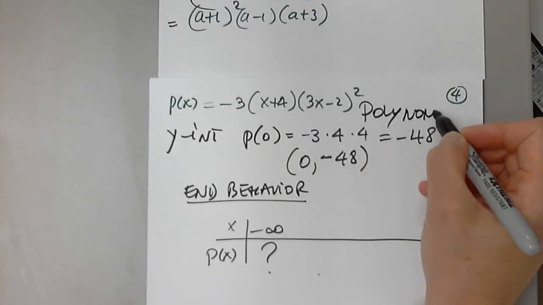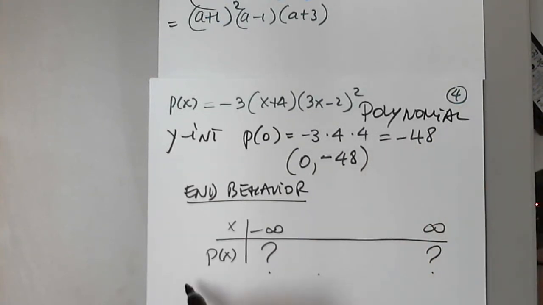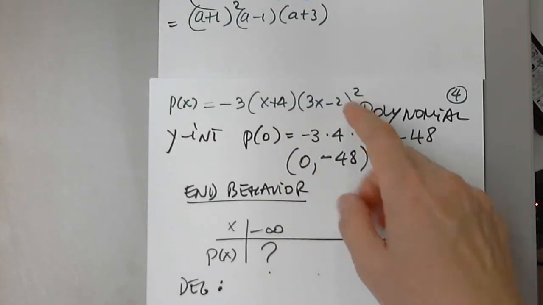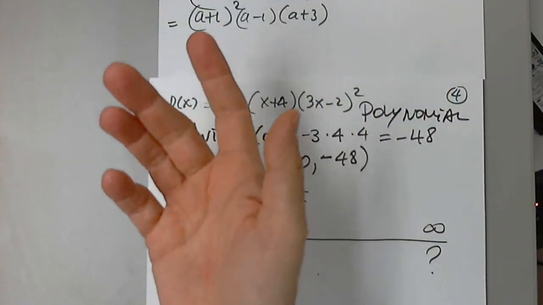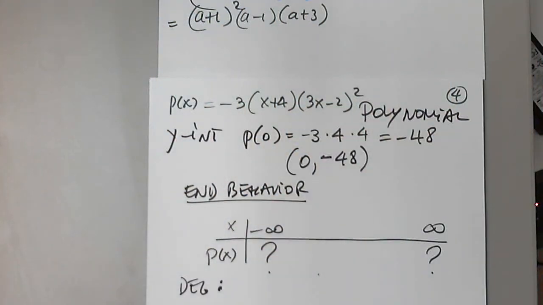Polynomial. Degree. It's a polynomial function. Degree 3. Yes, indeed, because 3x, everything squared, will give us 9x squared, times x will give us 9x cubed. With a -3 in front, it doesn't matter. Indeed, degree 3, which means it's an odd degree.